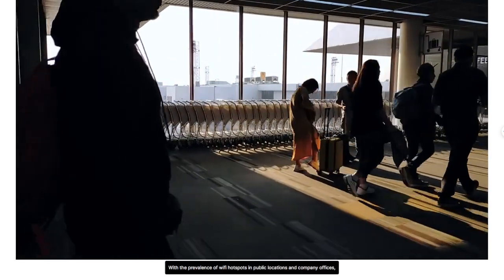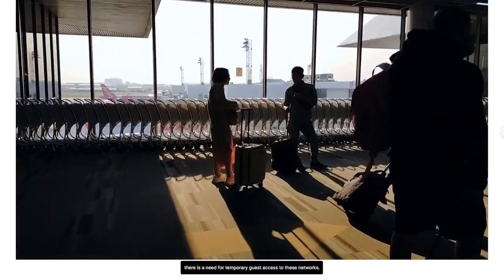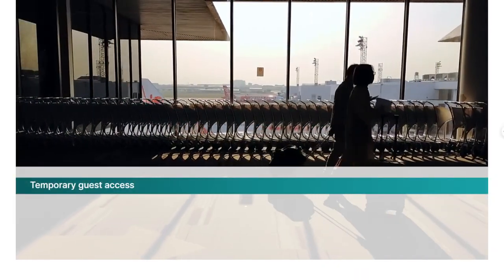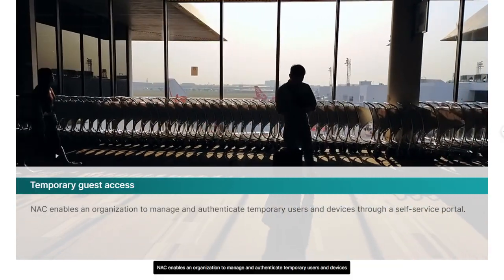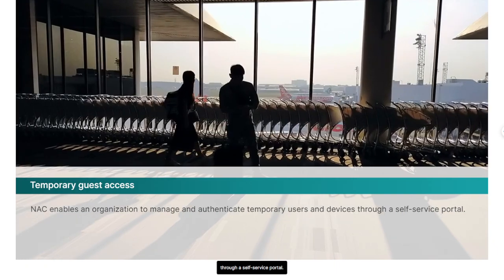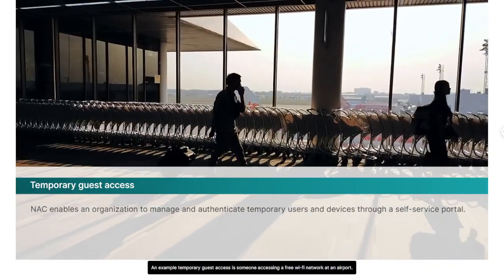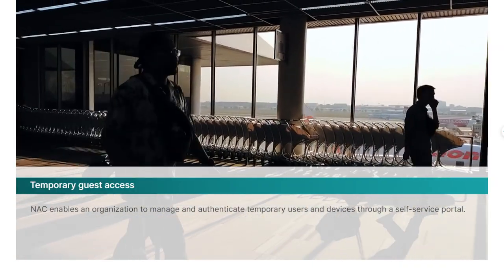With the prevalence of Wi-Fi hotspots in public locations and company offices, there is a need for temporary guest access to these networks. NAC enables an organization to manage and authenticate temporary users and devices through a self-service portal. An example of temporary guest access is someone accessing a free Wi-Fi network at an airport.